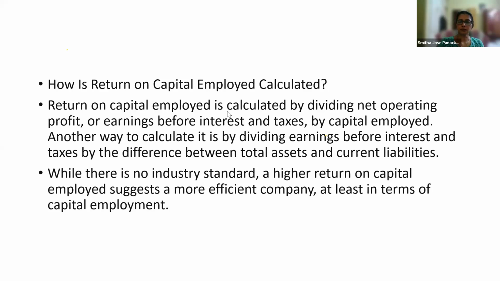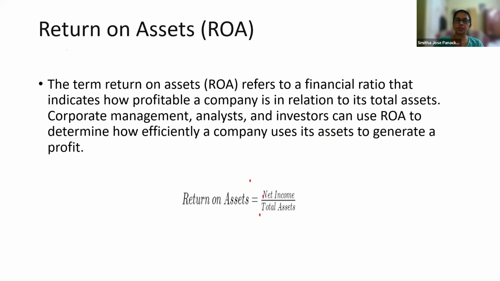Then another expression of return is return on assets. This is another way of expressing return, and it refers to a financial ratio that indicates how profitable a company is in relation to its total assets. The formula is net income divided by total assets. What do you mean by net income? Net income means income minus expenditure.